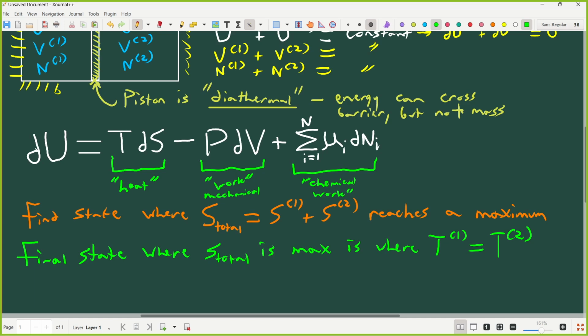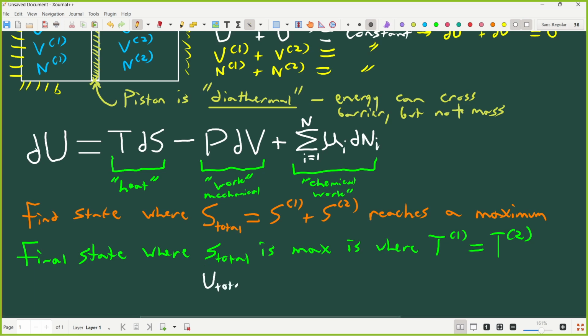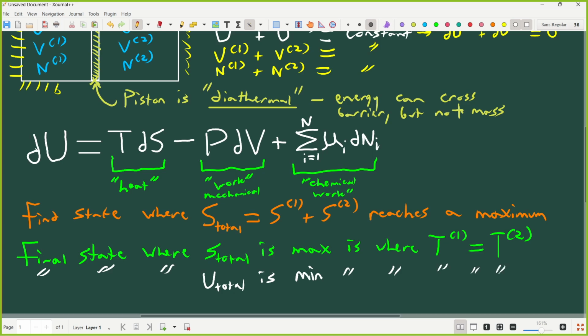And we also saw that in this final state, not only is the entropy maximum, but also the total energy, U, is minimum. So the system will adjust itself, as I said, to be optimally disorganized, messy, if you will, and lazy as possible. Lowest possible energy and maximum possible entropy. This is the result for any of what we call a thermodynamic state.